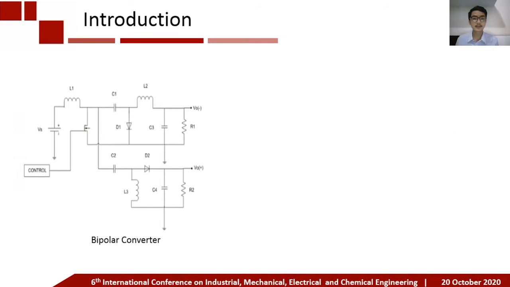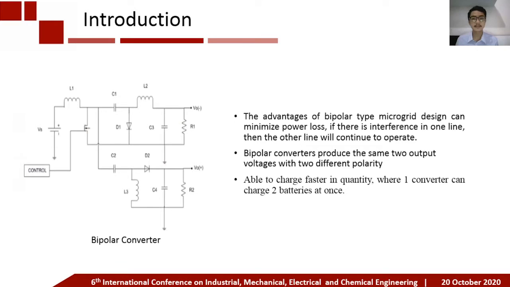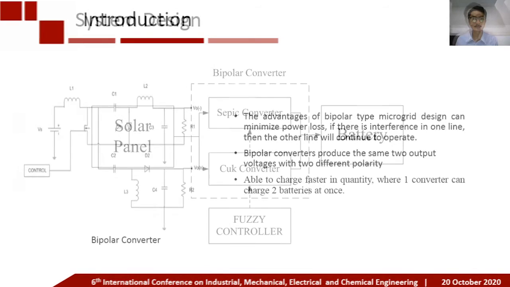A bipolar DC microgrid system is that it can minimize power loss. If there is an interference in one line, the other lines will continue to operate. Bipolar converters produce the same two output voltage with two different polarity, able to charge faster in quantity, where one converter can charge two batteries at once.